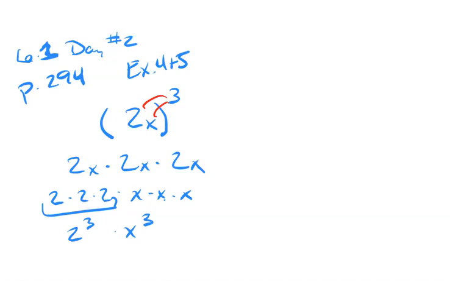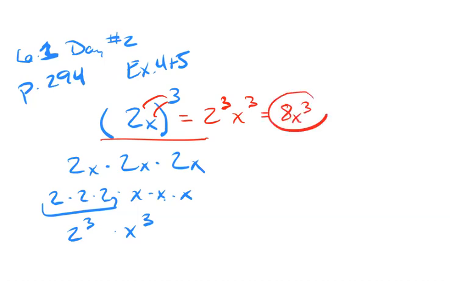Now that we understand it, we can jump straight into 2 to the 3rd, x to the 3rd, straight from the start. And like we saw when we were talking about the homework, 2 to the 3rd power is 8. So our answer here would be 8x to the 3rd power. A common mistake is to just attach the exponent to the variable. Since it's in parentheses, we have to distribute that exponent. Got to be careful on that.